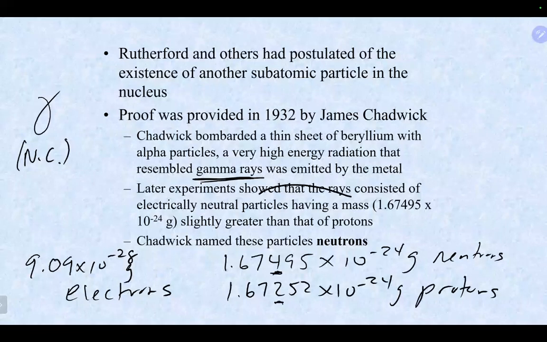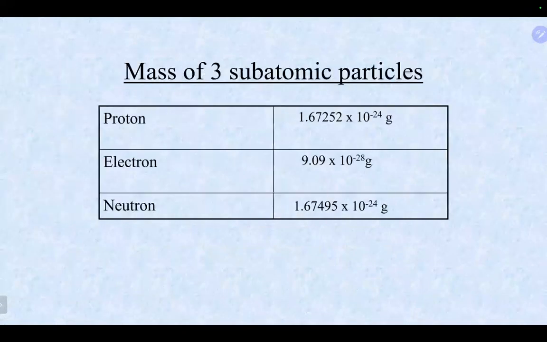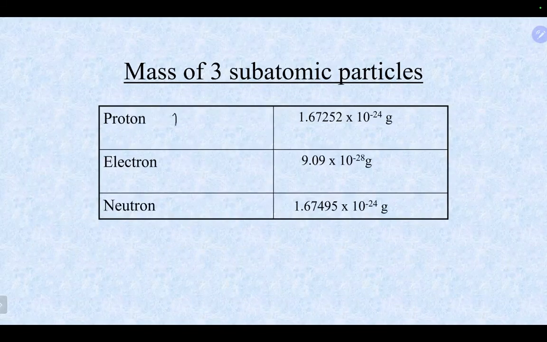Any questions on that? Both of these particles are in the nucleus, and obviously the electrons are out from the nucleus flying around. Once again, you should be familiar with the masses of each of these. You definitely should be familiar with which one is the heaviest, which would be the neutron, followed by the proton, and then the electron being the lightest.